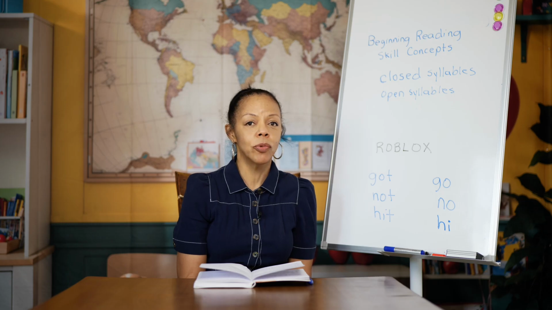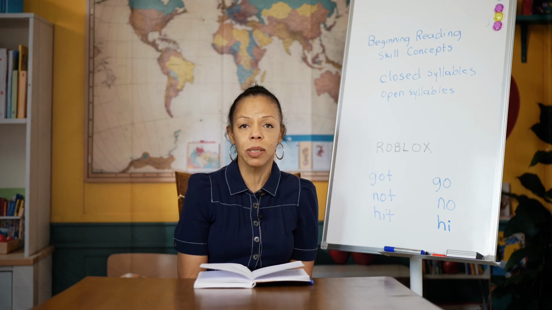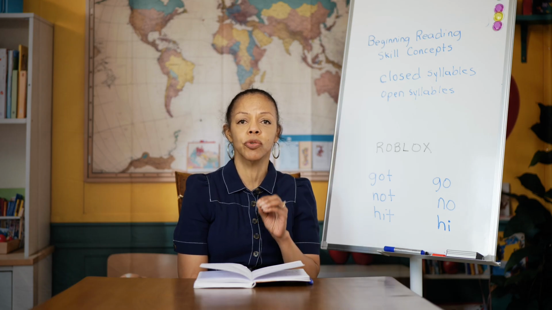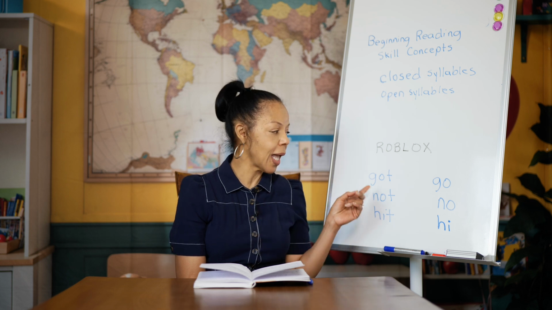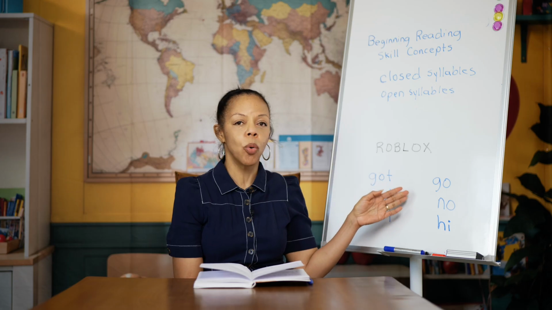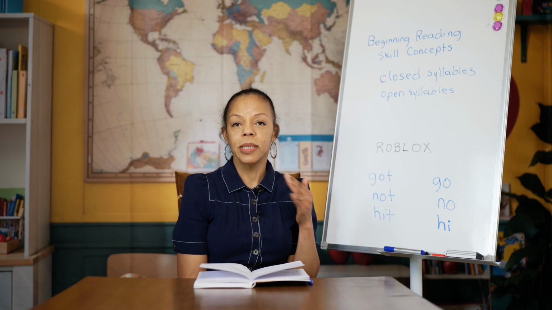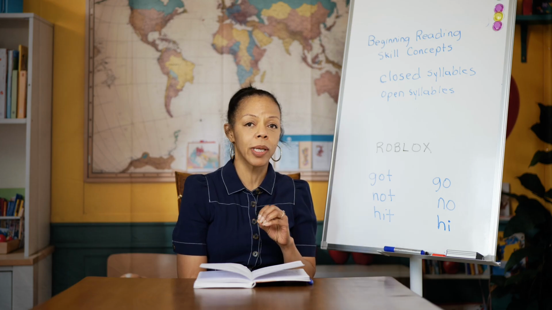So for parents who are not sure what your children should know with beginning or kindergarten reading skills, they're supposed to know about syllables. And syllables are parts of words that contain a vowel in it. And so the words that children are introduced to first are usually one syllable words like got, not, hit, go, no, high.